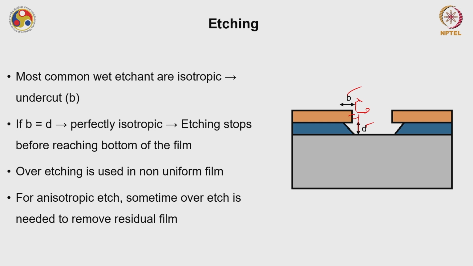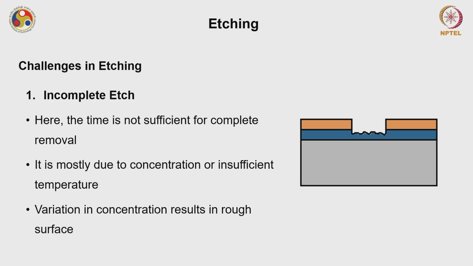Usually over etching is used in non-uniform film. We'll see that in a while. And for anisotropic etching, sometimes over etch is needed to remove residual film. We'll see some of the challenges in etching, and in it we will cover the over etch and under etch. But before that let's see what is incomplete etch.